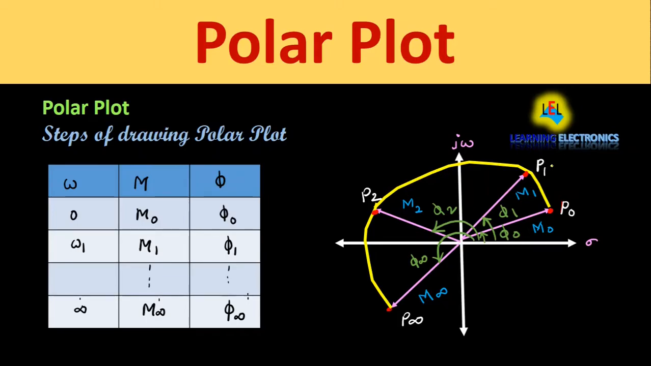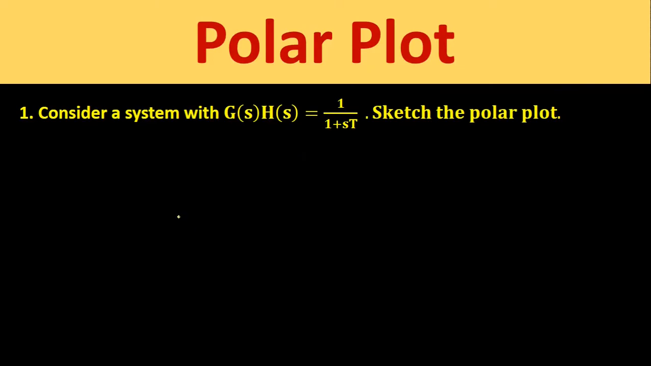this point as P1. Similarly, we will measure the angle phi infinity, and on this angle line of phi infinity we will measure the magnitude M infinity and mark this point as P infinity. And lastly, we will join all these points to form the final polar plot. Now, to understand all these steps, let us take one example.